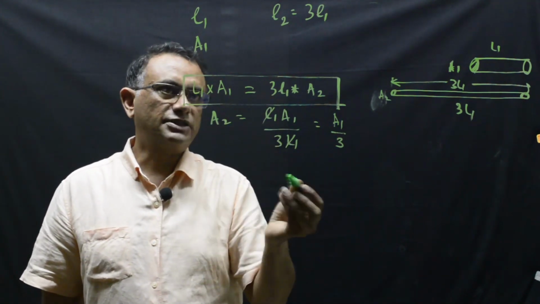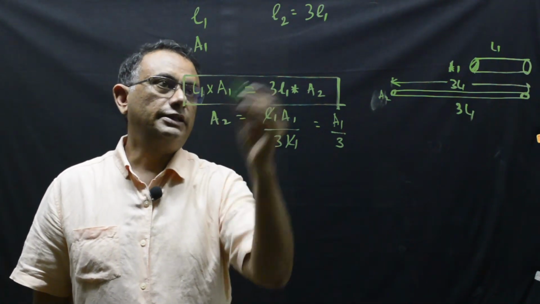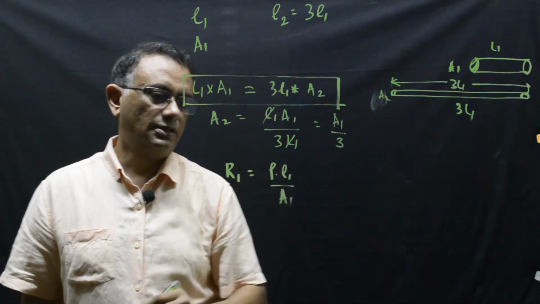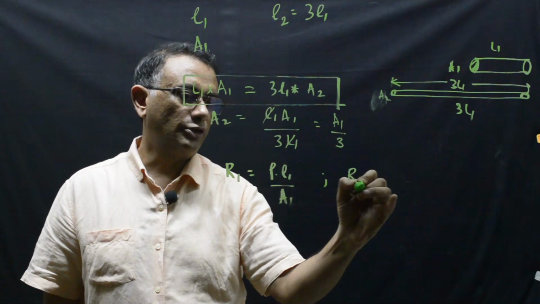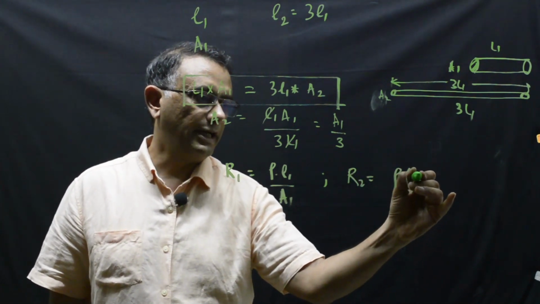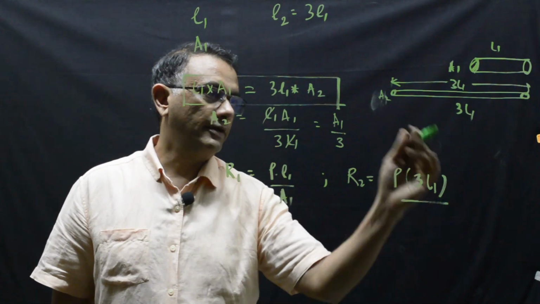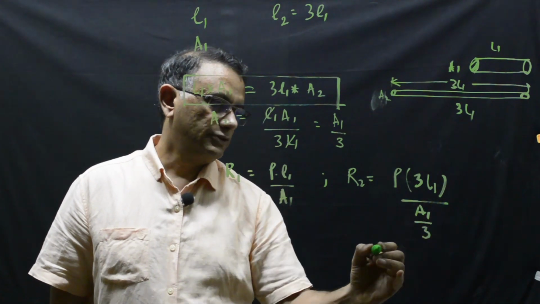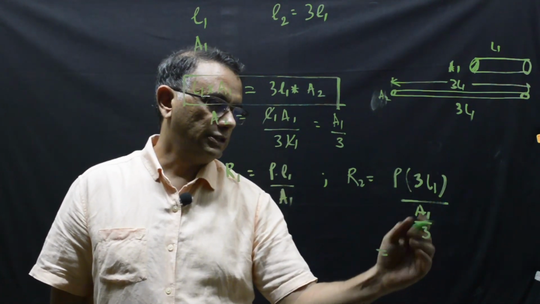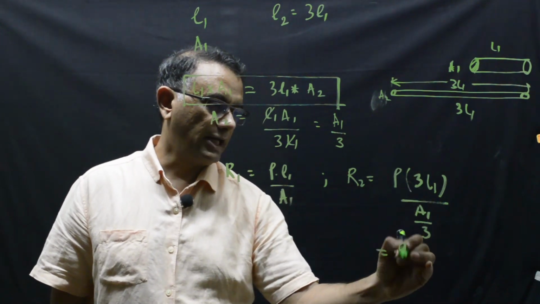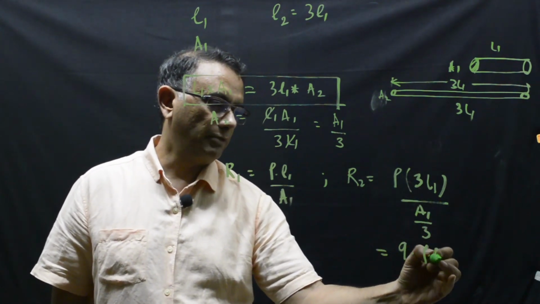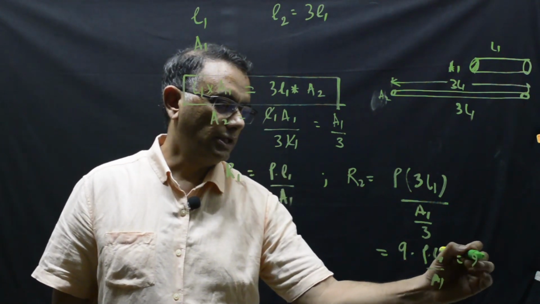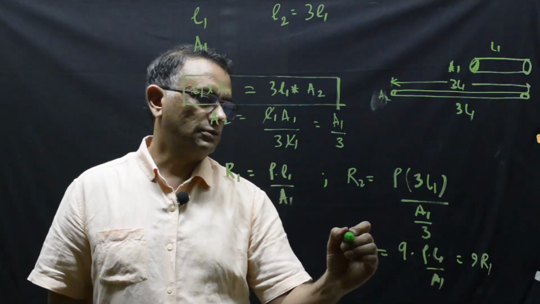Now it becomes simple for us. What is going to be the resistance? The earlier resistance R1 is rho into L1 by A1 as usual, and this R2 now is going to be rho into L1 which has now become 3L1, and A2 is now going to be 1/3 of it, A1 by 3. So this 3 will go on top, and 3 into 3 will become 9. 9 times rho into L1 by A1, and rho L1 by A1 is nothing but R1. So this is going to be 9 times R1. Okay, so this is R2.